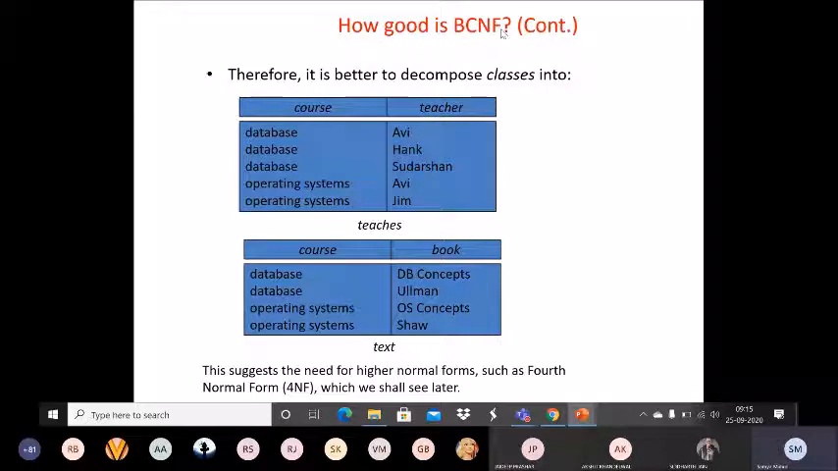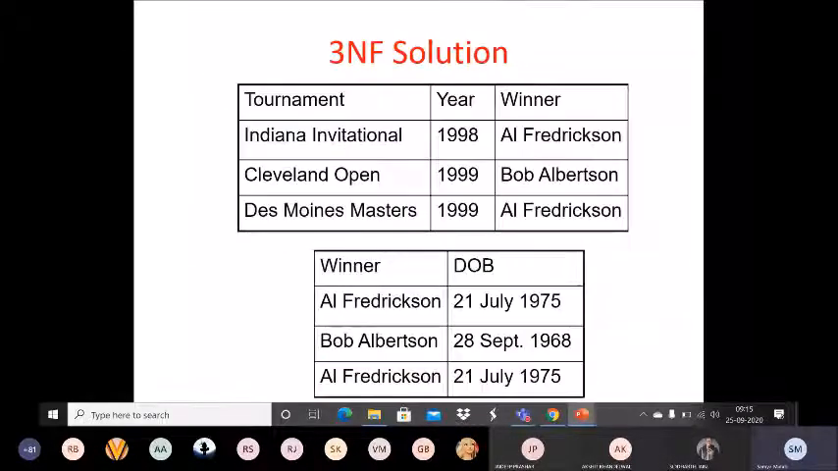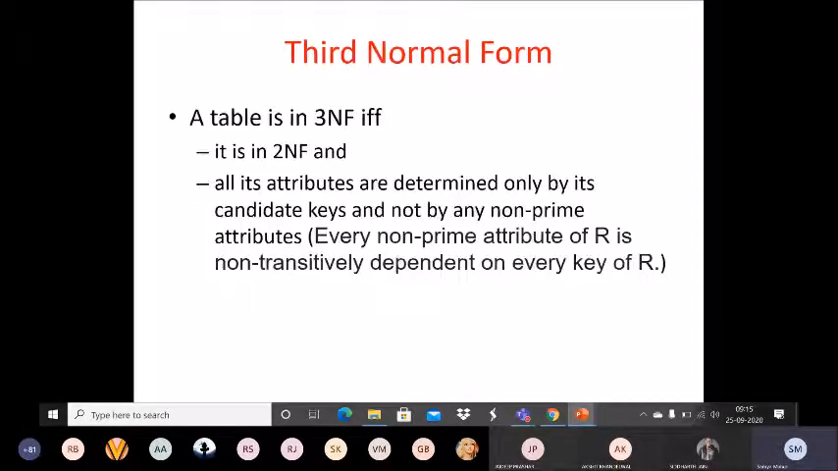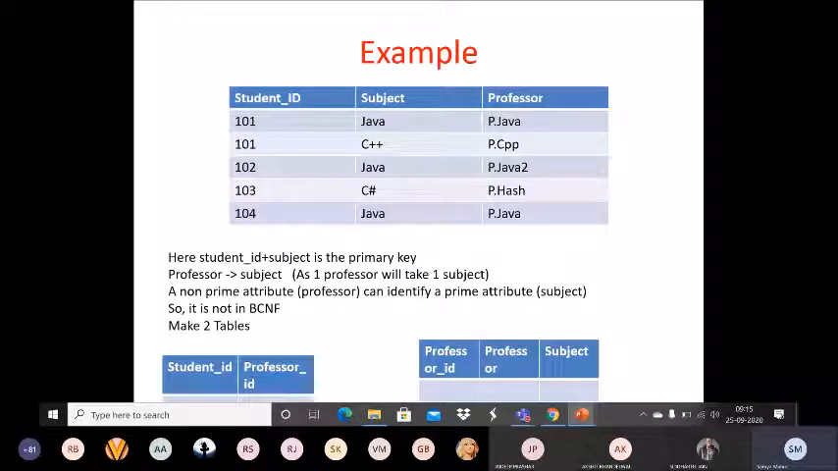So how good is BCNF? Making it BCNF does not always help you. We can face different types of dependencies. We can face different types of anomalies. So what is the solution? The solution is here. We have already shown you here.